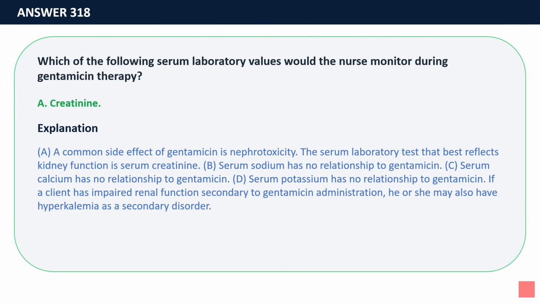Answer: A. Creatinine. Explanation: A common side effect of gentamicin is nephrotoxicity. The serum laboratory test that best reflects kidney function is serum creatinine. B. Serum sodium has no relationship to gentamicin. C. Serum calcium has no relationship to gentamicin. D. Serum potassium has no relationship to gentamicin. If a client has impaired renal function secondary to gentamicin administration, he or she may also have hyperkalemia as a secondary disorder.